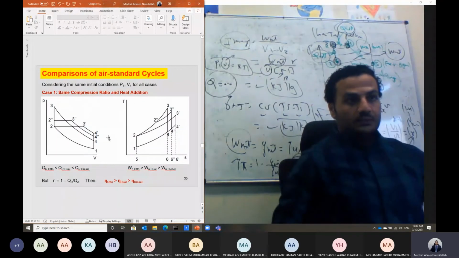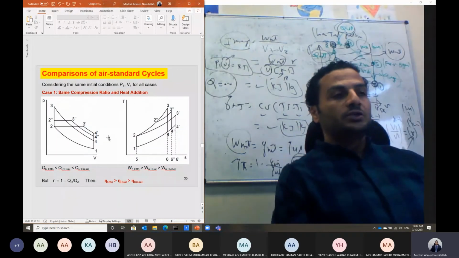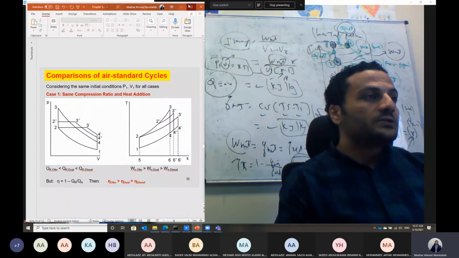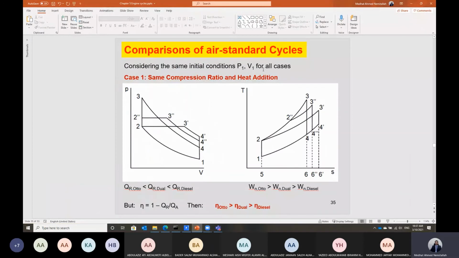let's compare, as we have developed all the relations for all cycles. So let's compare all of these cycles, including the Otto cycle, diesel cycle, and the dual cycle. And keep in mind that the Otto cycle represents the gasoline engine. Diesel cycle and dual cycle represent the diesel engine. Okay, let's compare those cycles in terms of the same compression ratio and same heat addition. So heat added is the same and the compression ratio is the same.